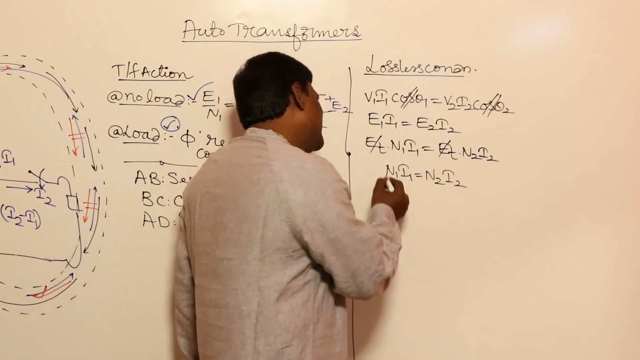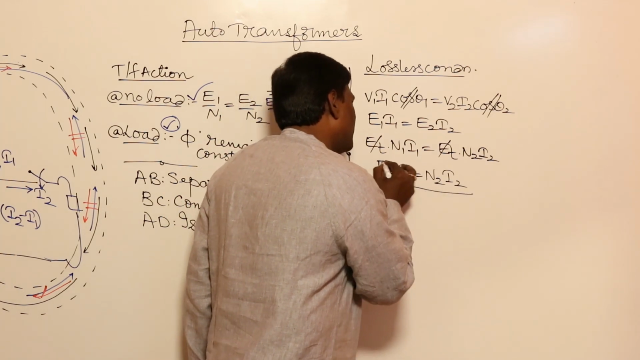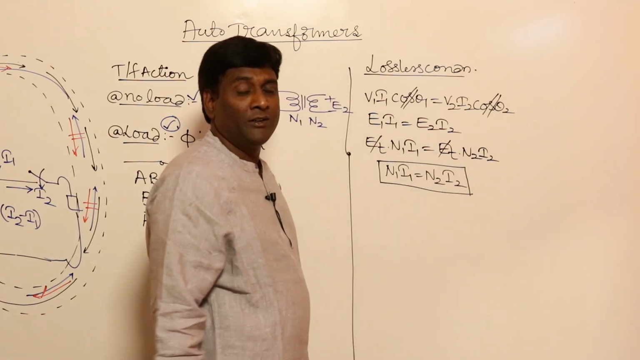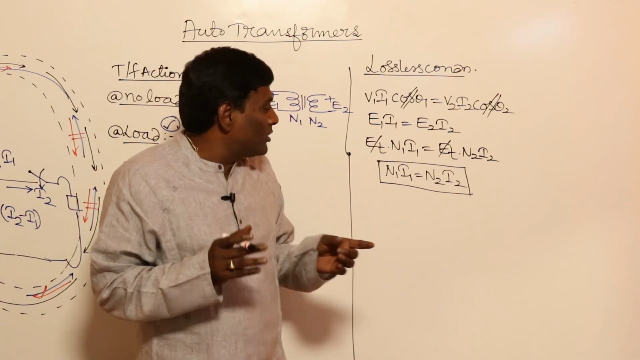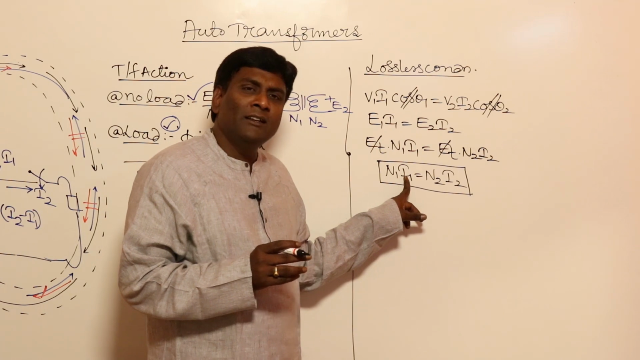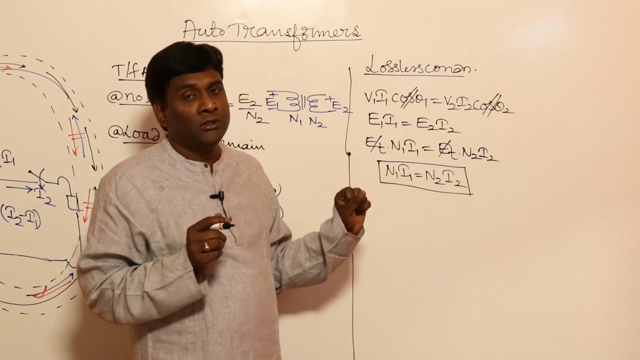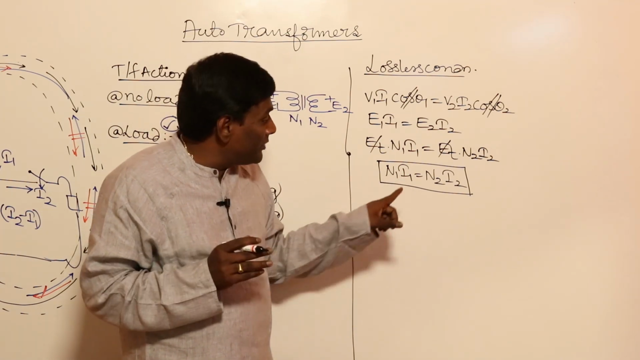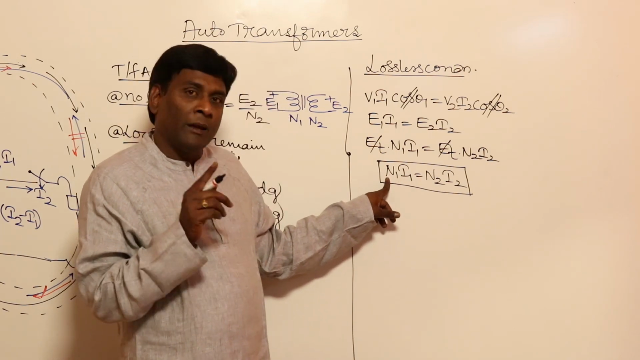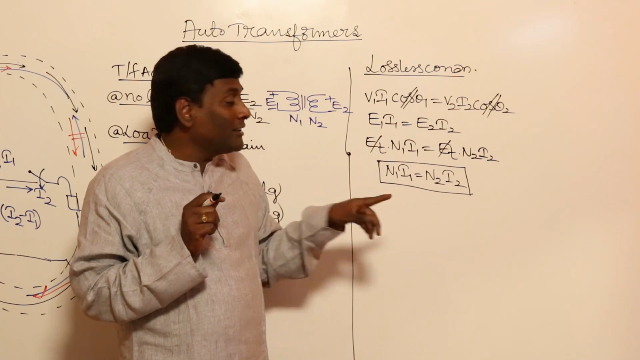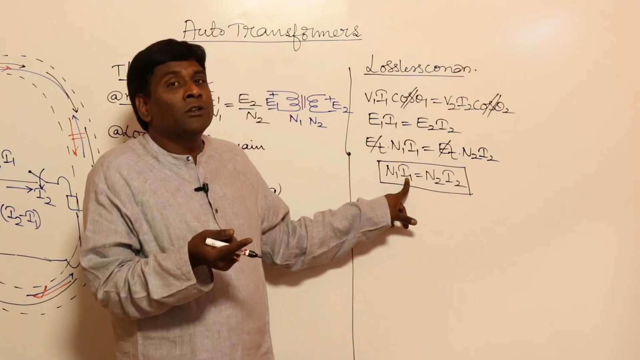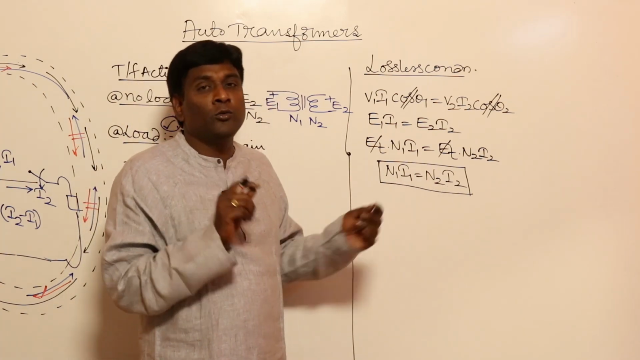Now, is it an MMF equation or not? No. We should not think of number of turns into current, ampere turns, as MMF. In order to say that it is an MMF, I1 should flow through N1 and I2 should flow through N2. For example, in a two-winding transformer, I1 was flowing through N1 and I2 was flowing through N2.